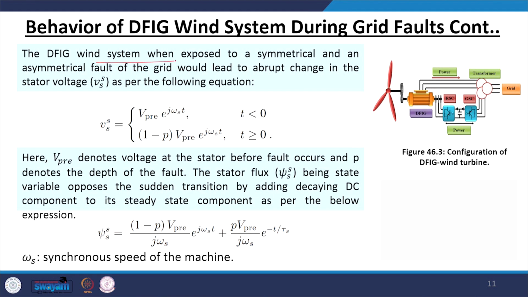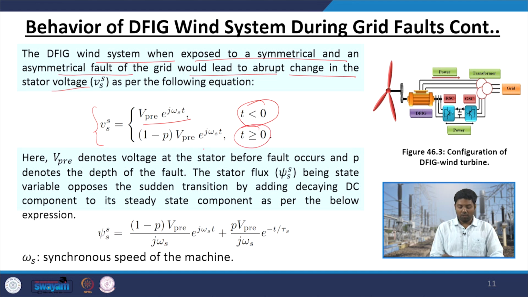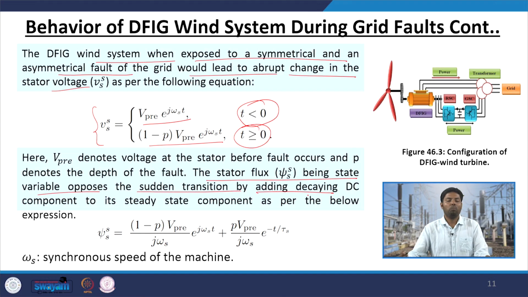The DFIG wind system, when exposed to a symmetrical and an asymmetrical fault on the grid, would lead to an abrupt change in the stator voltage, and that is given by this equation. When t is less than or equal to 0, this is the voltage. When t is greater than 0, that means after the fault, this is the voltage. The stator flux, being a state variable, opposes the sudden transition by adding a decaying DC component.